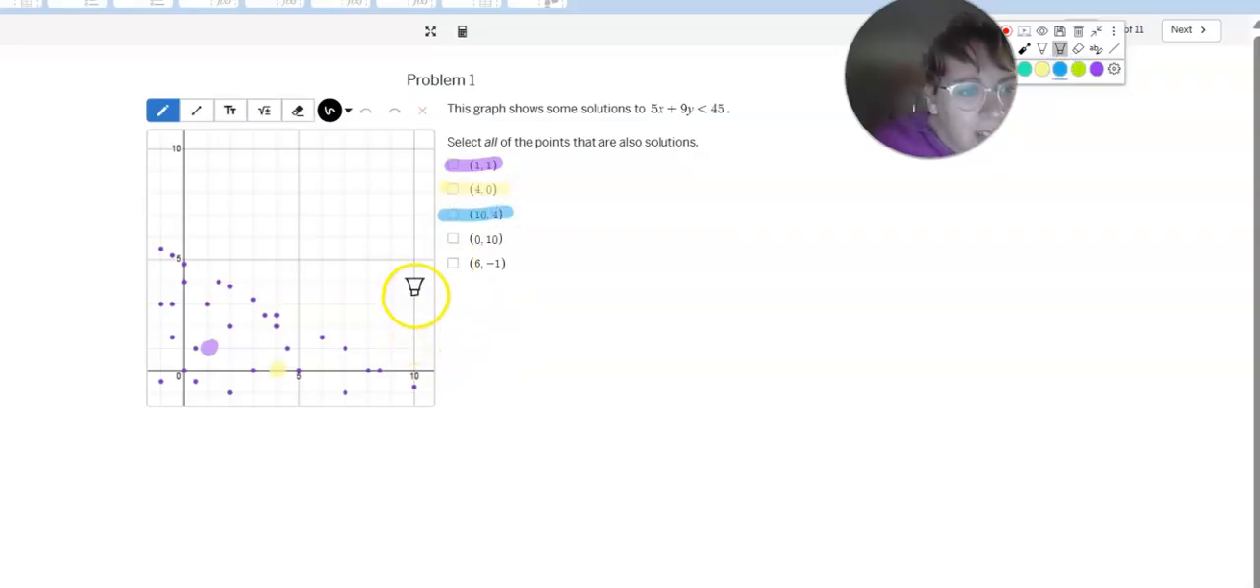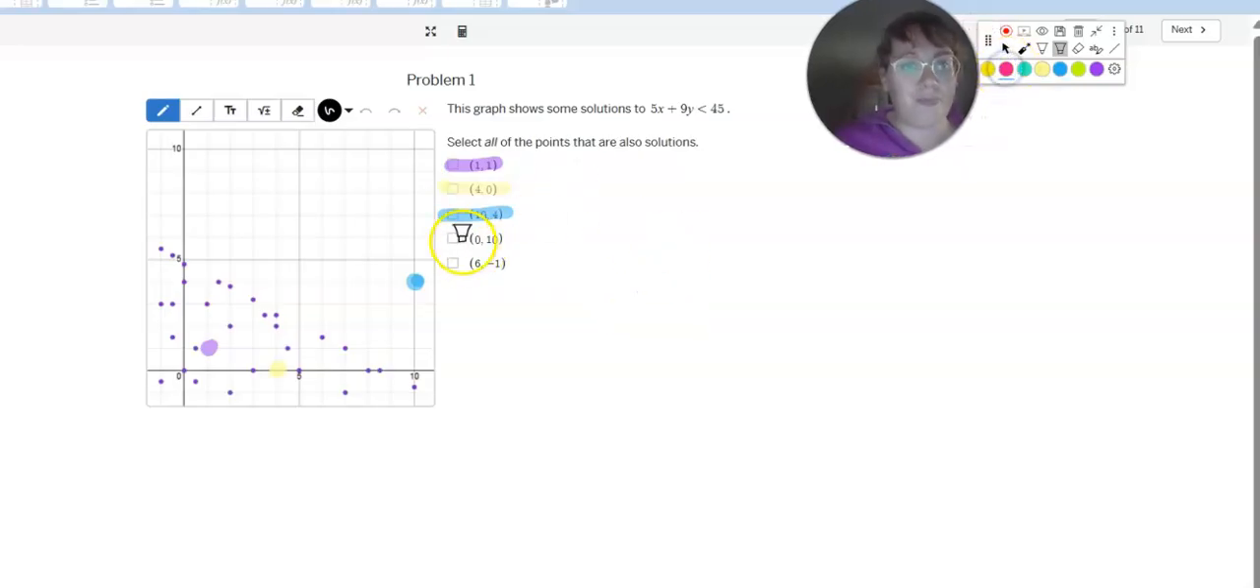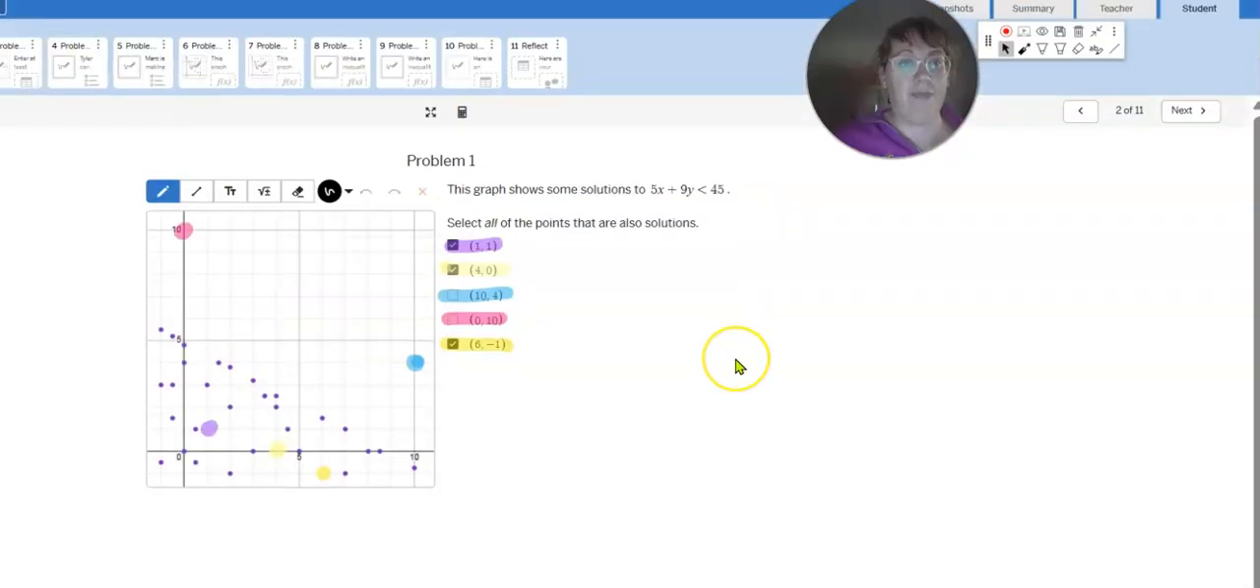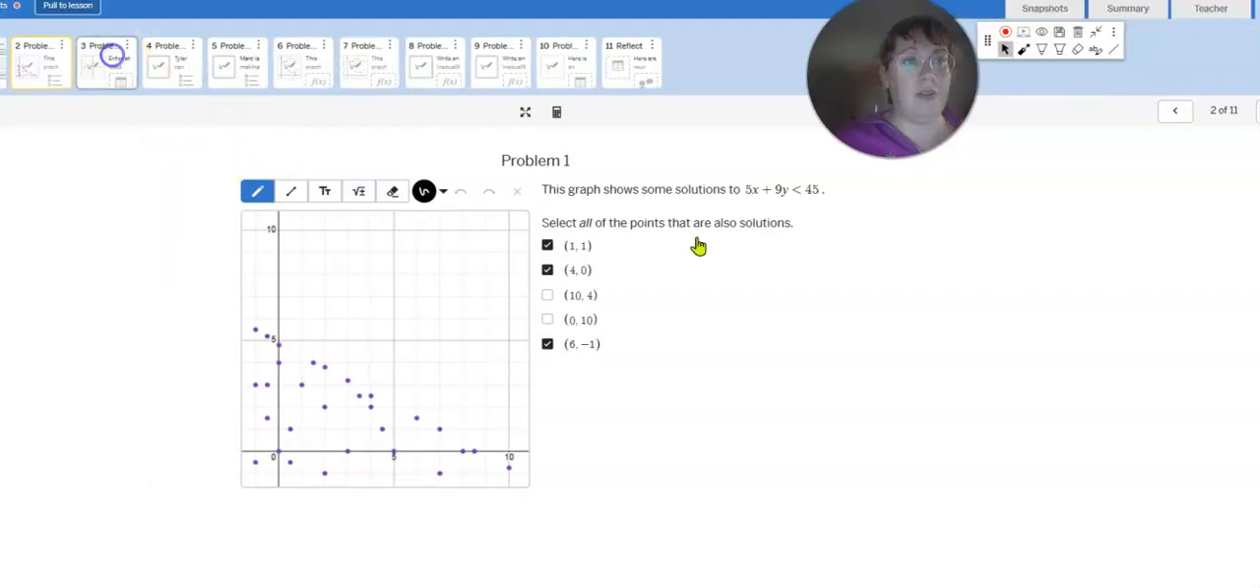10, 4, this looks pretty outside, not going to be a solution. 0, 10 is all the way up here, also not a solution. And then 6, -1, oops, not there. That's 5, -1. 6, -1 would be here. So we can see that the purple and the 2 yellows are going to be solutions, but the pink and the blue are going to cost or be out of the solution set greater than 45. Take a second, get those 3 plugged in, and then go to slide 3.